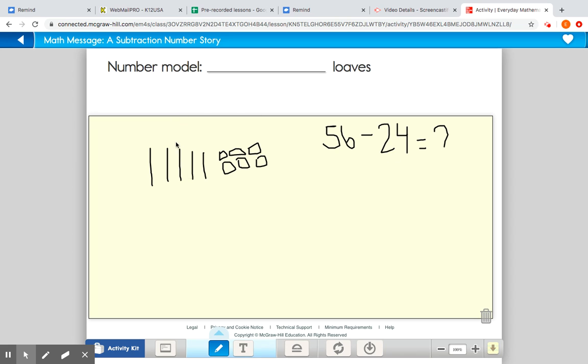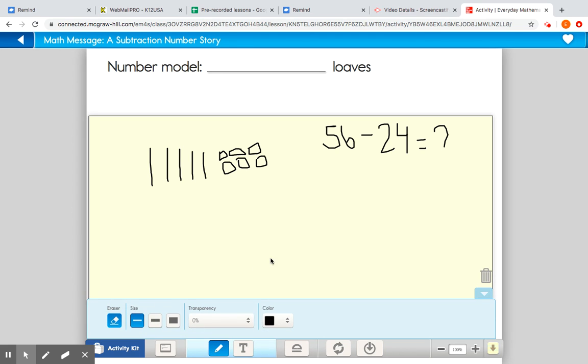I already drew out my 56, so now I have to take away 24. I'm going to go down to my toolbar and erase 24. So 24 has 2 10s and 4 1s. I'm going to start with my 10s. I'm going to erase 2 10s. Now I'm going to erase 4 1s. 1, 2, 3, 4.